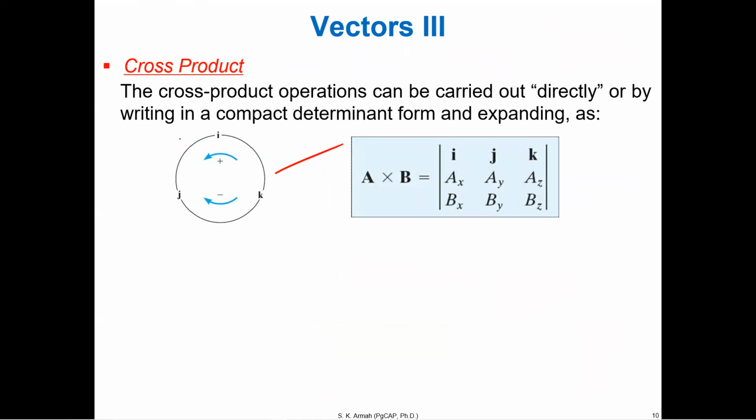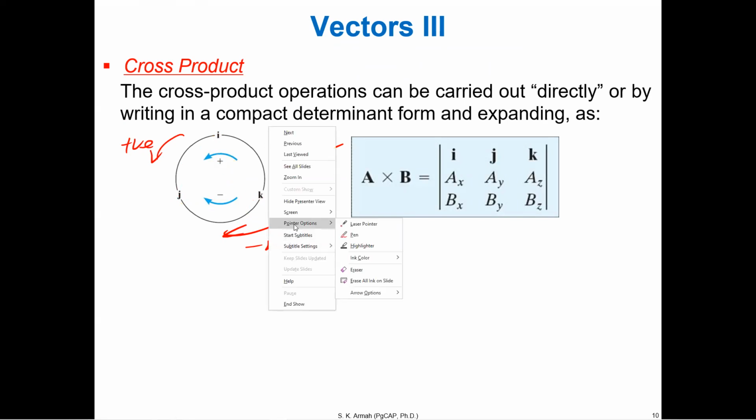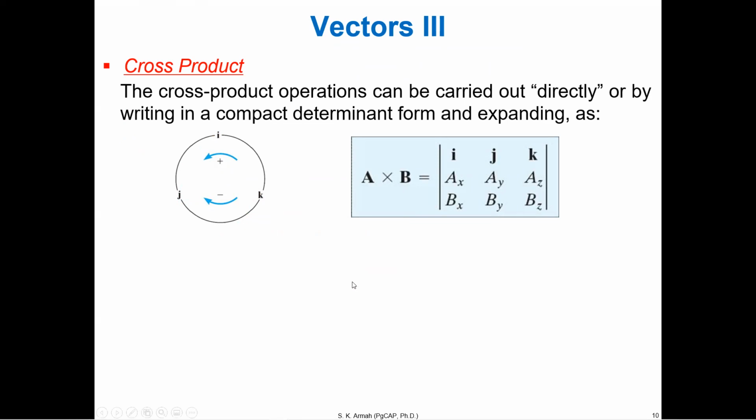So this side is the positive, and that side is negative. So I cross J is K. J cross K is I, in that order. Okay, so let's look at, I'll talk about this in a minute.